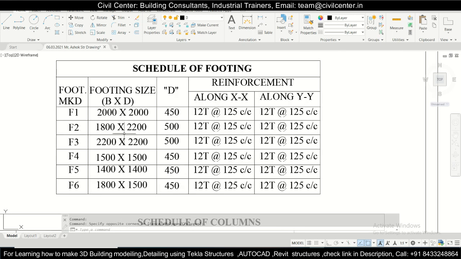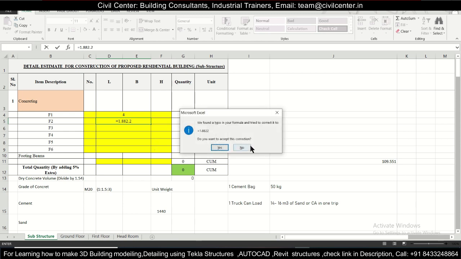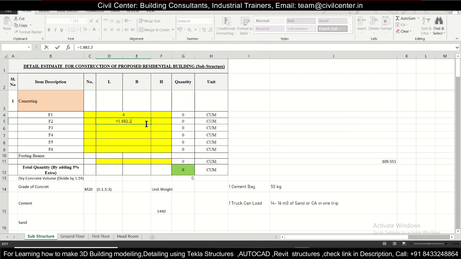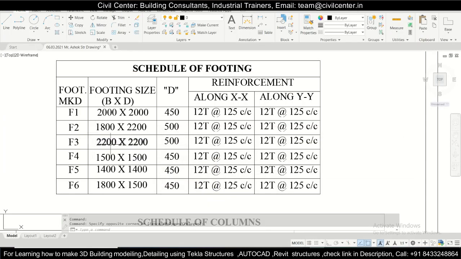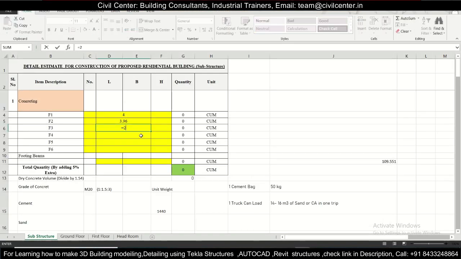What we can do is multiply these 2 sizes, 1800 into 2200. So in meters this will be 1.8 cross 2.2. Okay, we're done here, and the next part is F3, whose size is 2.2 into 2.2, so equals 2.2 cross 2.2, enter.